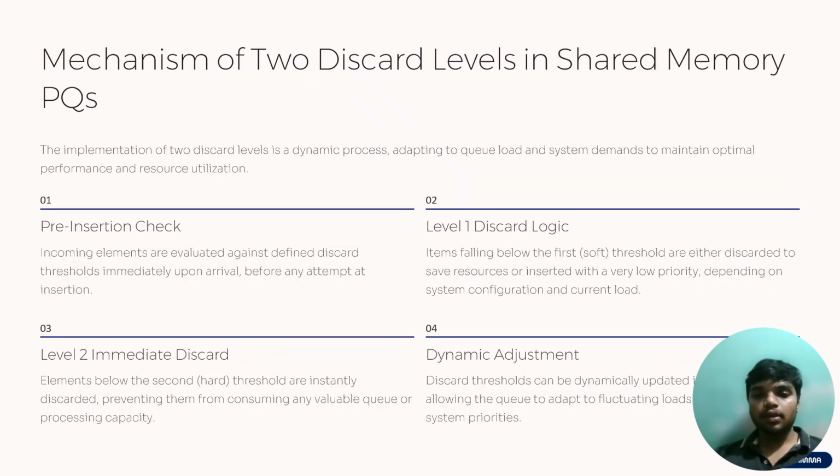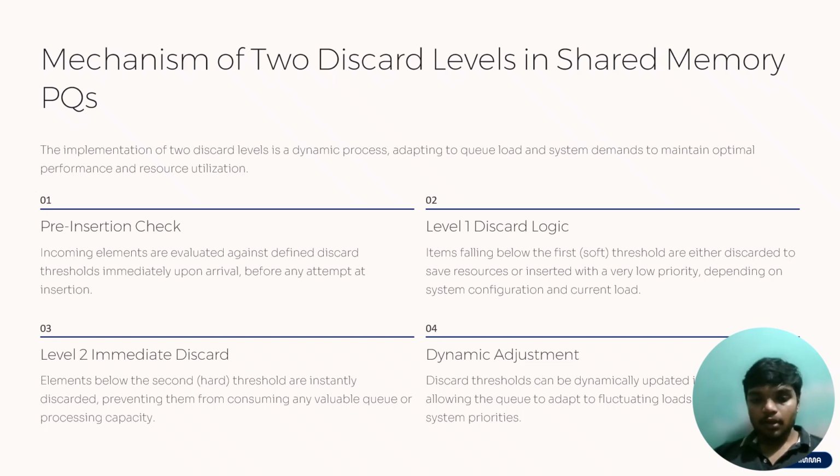Mechanisms of two discarding levels in shared memory priority queues: pre-insertion check, level 1 discarding logic, level 2 immediate discard, dynamic adjustment. Incoming elements are evaluated against defined discard thresholds before any attempt at insertion. Level 1 discard logic.